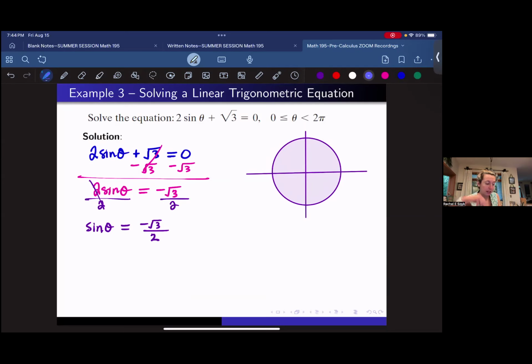So we have our coordinate plane. And again, let's put in our acronym, All Students Take Calculus, which really tells us which quadrants our sine-related functions are negative, right? Because our solutions here have to end up being negative. So it's not the first and second quadrant. We're looking solely at our third and our fourth quadrants. And now we ask ourselves, sine of what angle gives us square root of 3 over 2? And these are intervals of pi over 3.